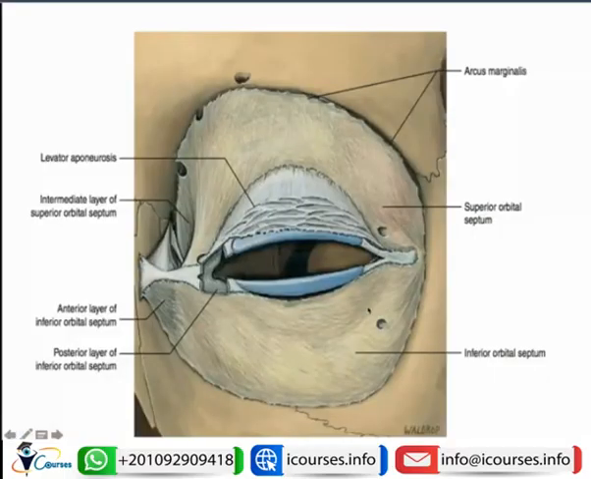So here is the attachment of the orbital septum. It starts at the lateral orbital tubercle, crosses the frontozygomatic suture, then passes onto the posterior lip of the superior orbital margin, crosses the superior orbital foramen. Then it will descend into the medial wall. Then it will reflect posteriorly to the posterior lacrimal crest.